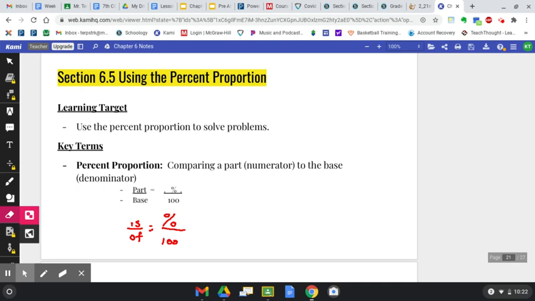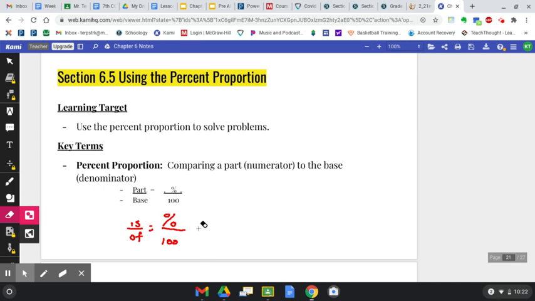So the percent proportion compares a part of something to the whole, or to the base, or of some number. If you look at this percent proportion, the 100 represents the total percentage, the 100%. So that never changes. These other three parts change depending on the problem, and we can only solve for one missing value at a time. So it'll give us two of these three, and we've got to find the missing one. You have part of a number divided by the base or the whole, and that's going to equal the same percentage out of 100.